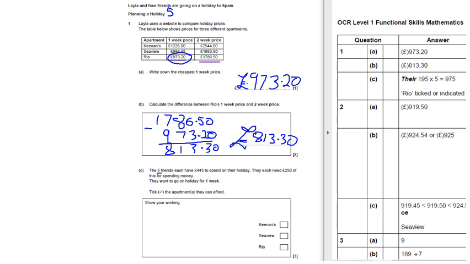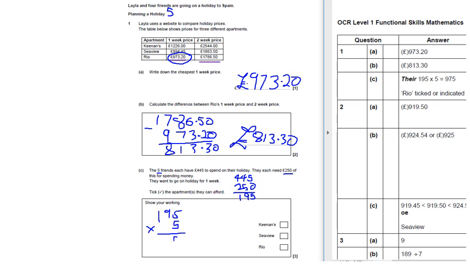Okay. They have 450. So what they're saying there is they need 250 for spending money, for food and drink and whatever it is they need. So the rest of the budget goes on the apartment. So if we do a takeaway here, what we're seeing is they want to spend 195 each on the accommodation. Okay, so the 5 friends together, 195 times by 5.